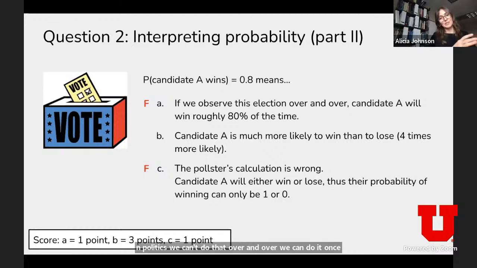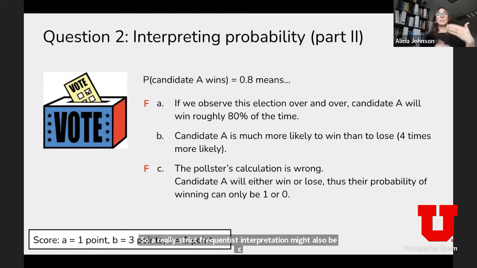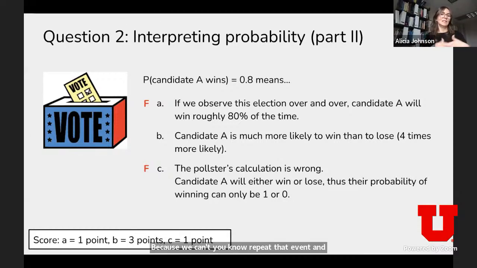So a really strict frequentist interpretation might also be C, because we can't repeat that event and it either happens or it doesn't happen, then the probability of candidate A winning is either 1 or 0. So A is a little bit awkward and C is pretty inflexible in my opinion. And B is the Bayesian interpretation of probability, because it doesn't rely on the repeatability of events. It has the flexibility to talk about probability or chance in these unrepeatable outcomes. And this is a lot of things in the world. What's the chance I get an A in a class, for example? I take the class one time. It's not repeatable, but I can still talk about the uncertainty of that event. And the Bayesian philosophy allows us to do that.